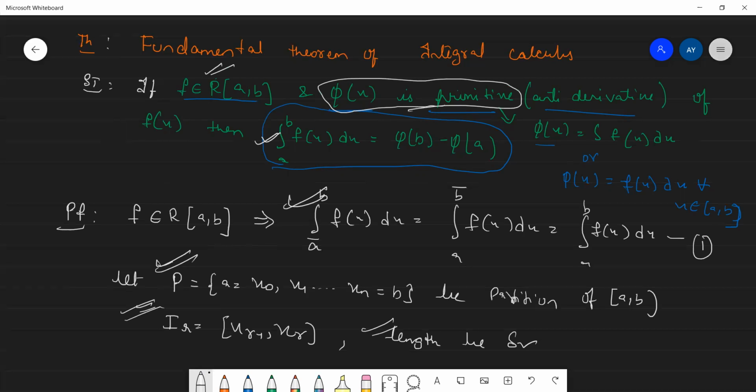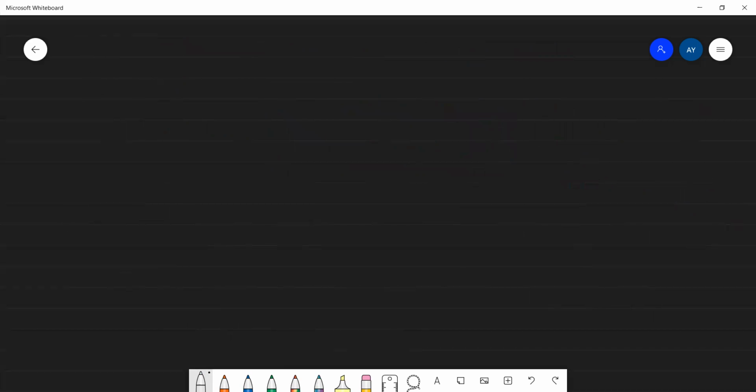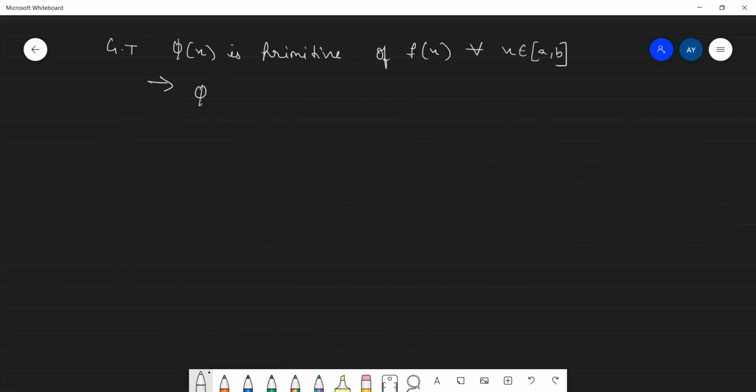Now I wanted to prove the primitive case. So what is it that they gave? Phi of x is primitive. So now we have to take this. So what is primitive for what? Phi of x is primitive of f of x for all x belonging to the closed interval a, b. Now, it is an antiderivative. So I'm just considering phi dash of x is equal to f of x for all x belonging to the closed interval a, b.